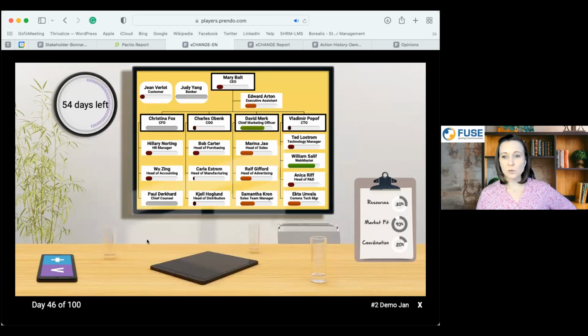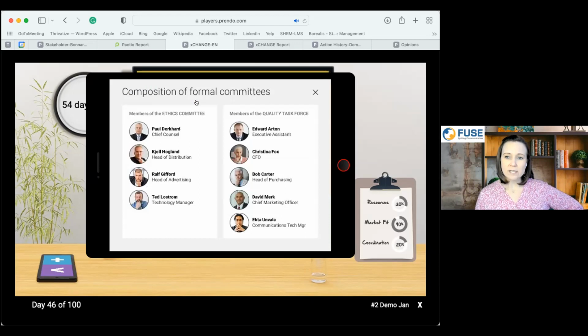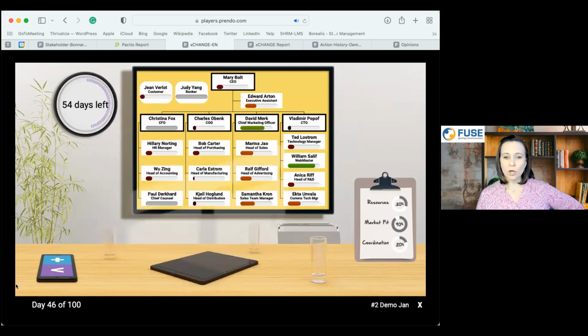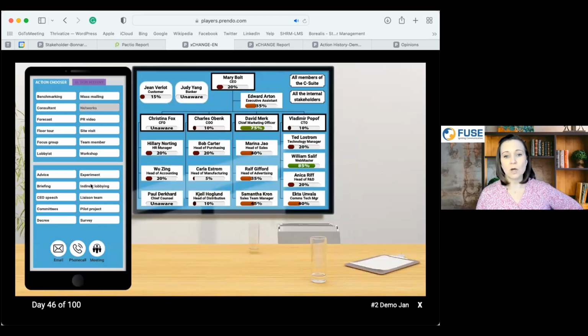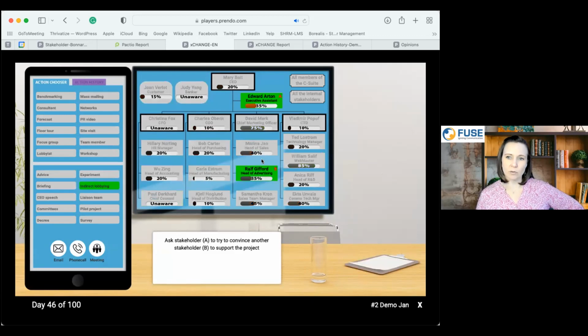So then what we could do, once we know that, actually, let's go back and just look at that real quick. Somebody like Edward Arton, who's the executive assistant, he could impact any of these people that he's on that committee with, or anybody that he's in this run club with. So we could go back now and choose to do what we call indirect lobbying, where we ask Edward to impact someone else. Somebody else in his group was Ralph Gifford. They're both at 35.